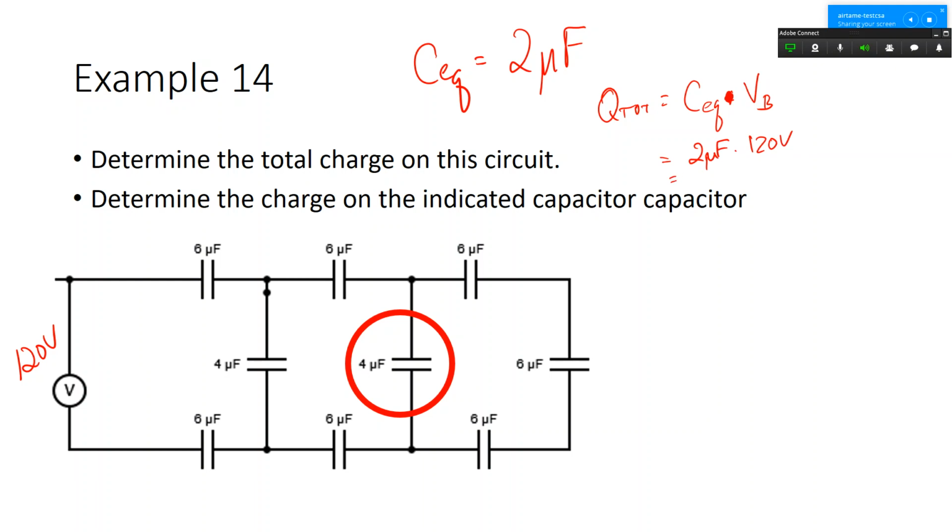The total charge in this case would be my total capacitance multiplied by my total voltage, which would be 2 microfarads times 120 volts. That's going to be 240 microcoulombs. I could also say that it's 0.240 times 10 to the minus 6. Cool.